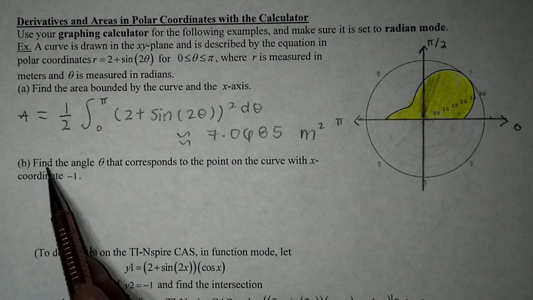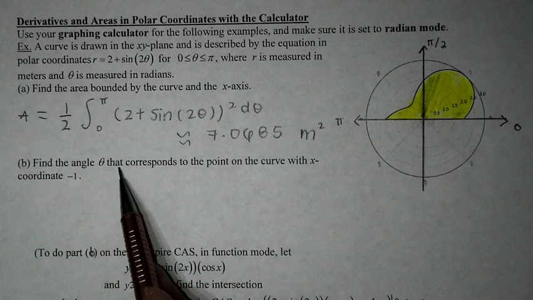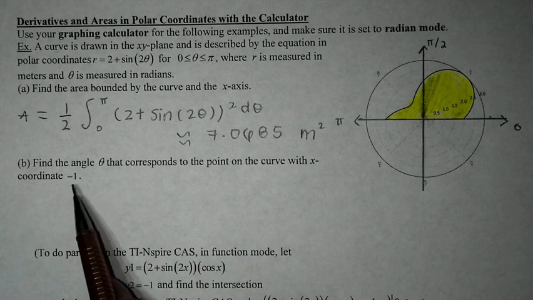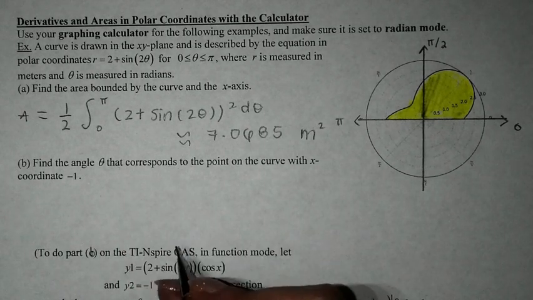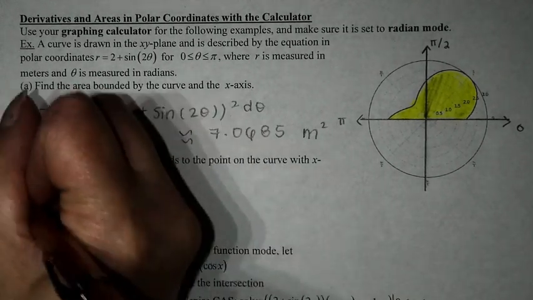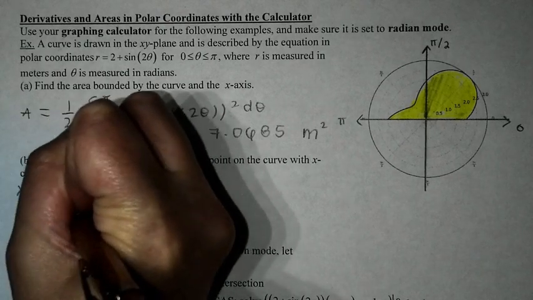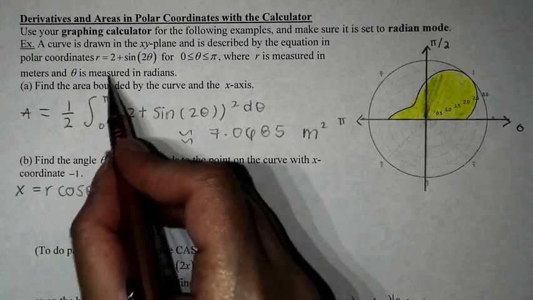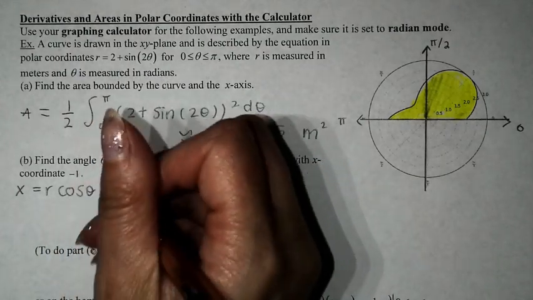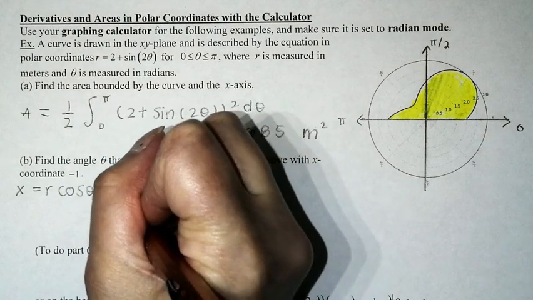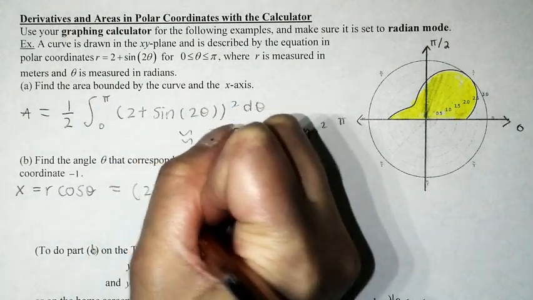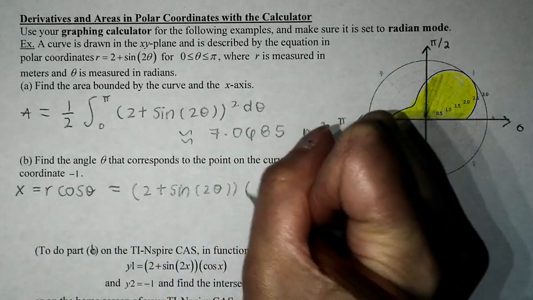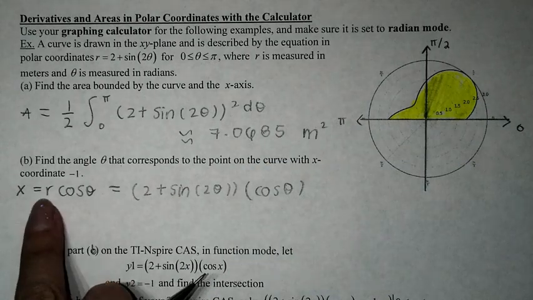They are telling you to find the angle theta that corresponds to the point on the curve with x coordinate equal to -1. So you know that you are in polars. Please remember from pre-calculus that in polars, x is always going to be r cosine theta. Since in this situation r is 2 plus sine 2 theta, this is going to be equal to 2 plus sine of 2 theta, times cosine theta, because you are replacing this r.